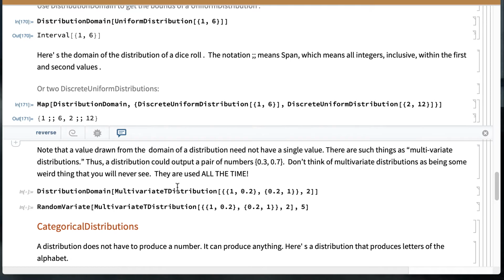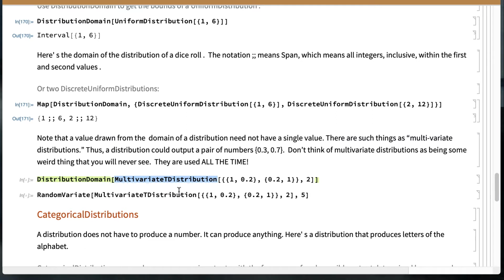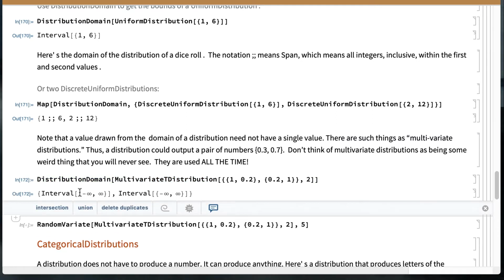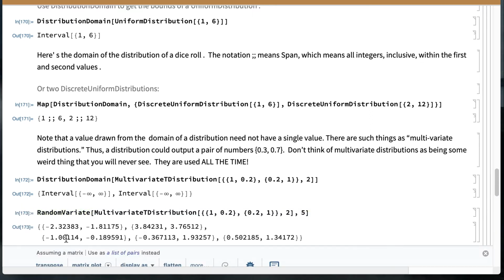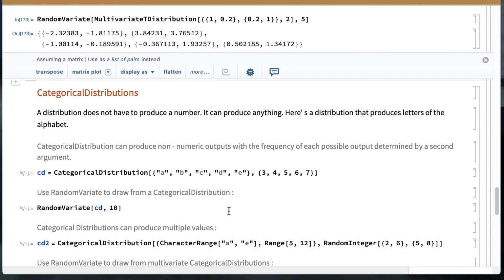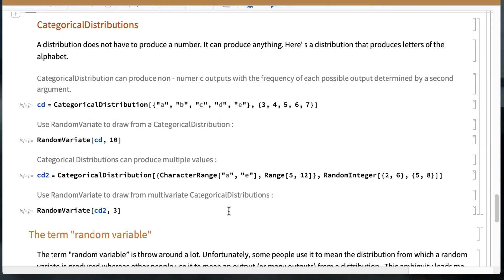As I think I've mentioned, we can have multivariate distributions where the factory always produces more than one number at the same time. And so here we have a funny multivariate t distribution. We'll see that later in the course when we look at regressions. And what you'll see is that it produces two numbers, both of which can be any number from negative infinity to infinity. Here's another, and you can see it producing two numbers here. I'm using random variate to produce 5 pairs of two numbers. Okay, so that is the notion of a distribution domain.